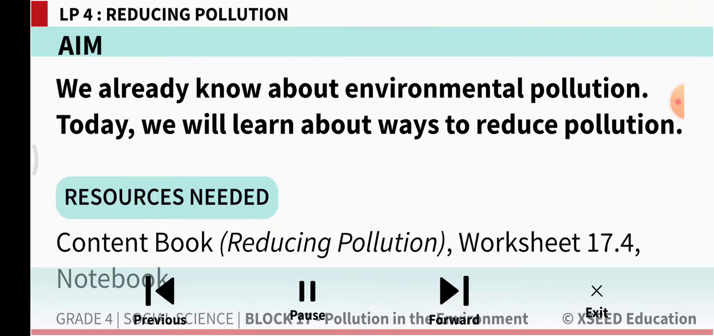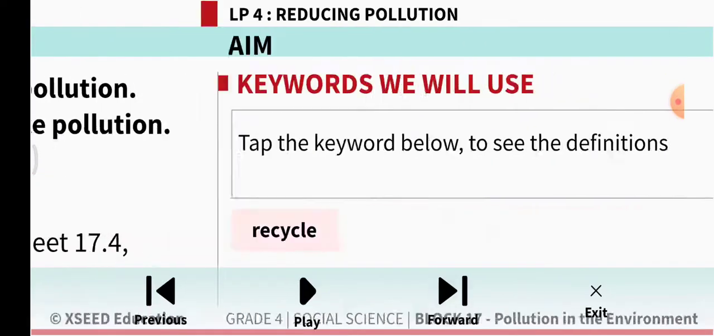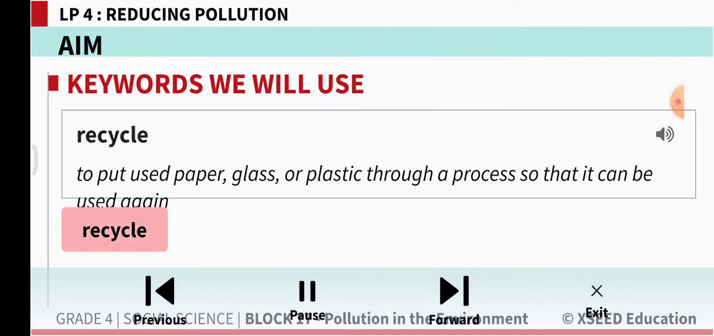We already know about environmental pollution. Today we will learn about ways to reduce pollution. So we will be needing content book, worksheet, notebook. The keyword recycle means to put used paper, glass or plastic through a process so that it can be used again.